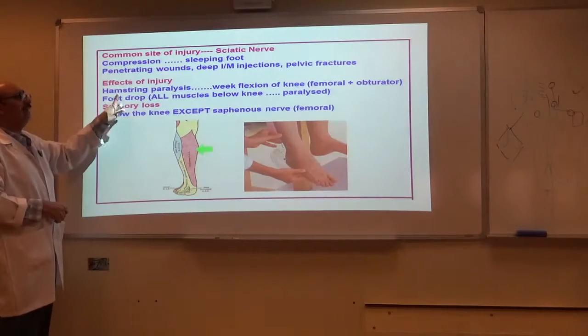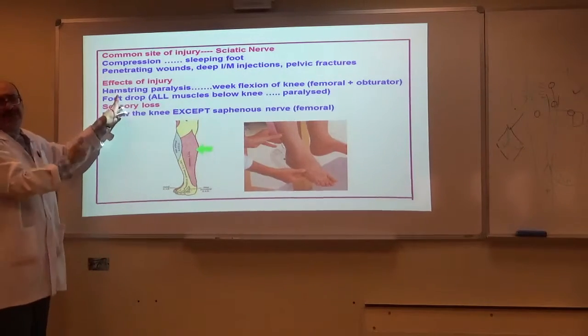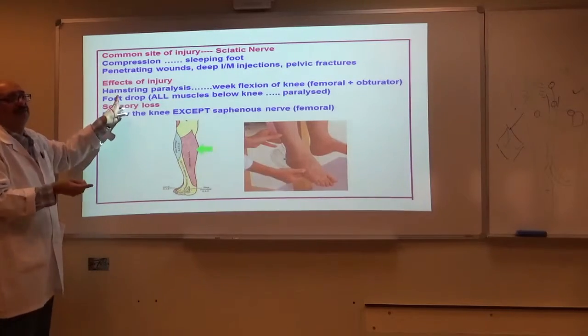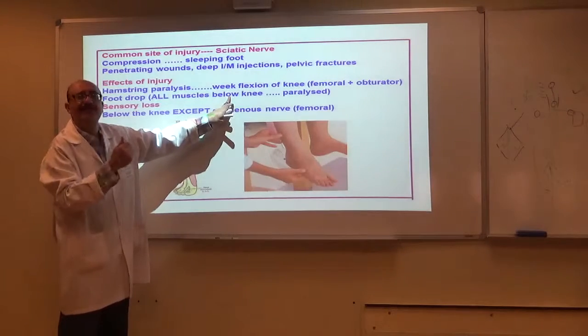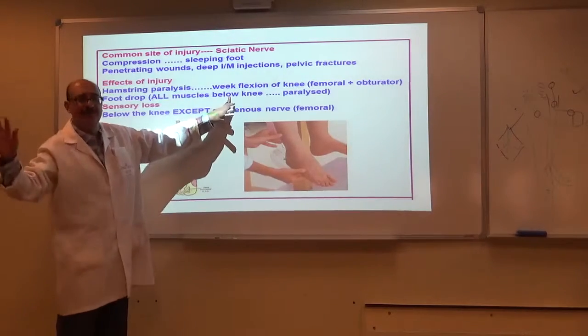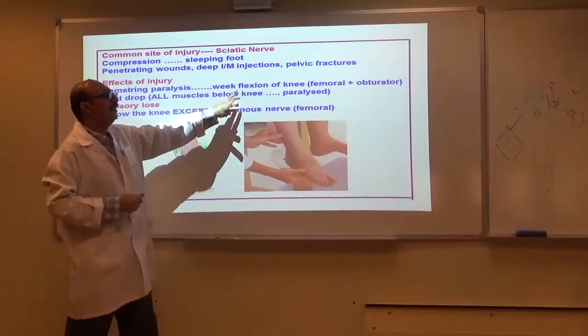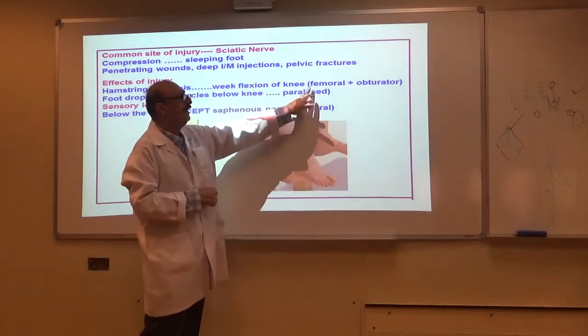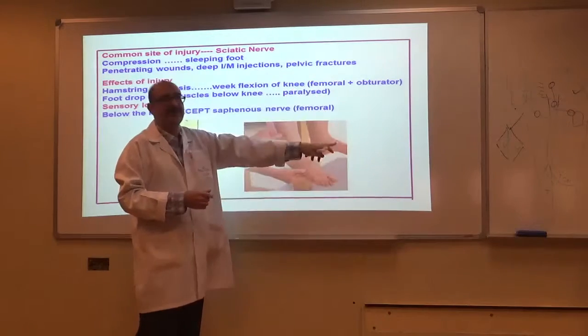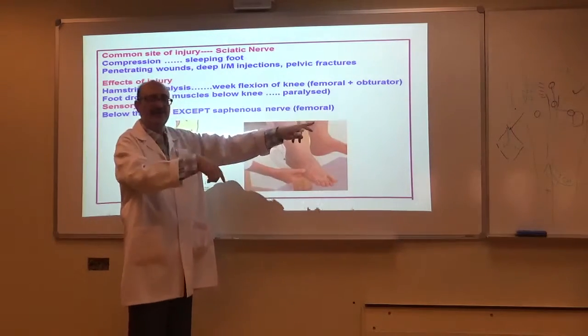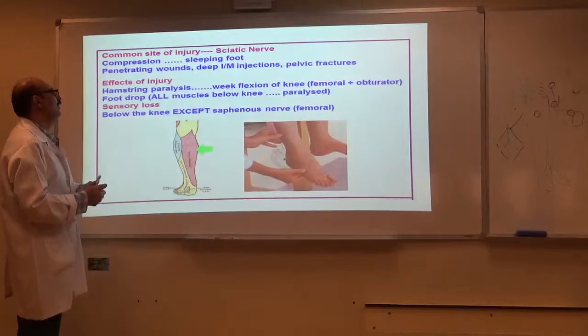Effects of injury: hamstring paralysis. Surely, it supplies all the hamstrings, so they will be paralyzed. Flexion of the knee joint: what is the effect? Weak flexion of the knee. Why do we say weak flexion? It must be absent flexion. No, not absent, because the knee is supplied by femoral and obturator nerves both. So all those muscles which are supplied by the obturator and femoral are alive. They are still good. So partial flexion of the knee is possible.